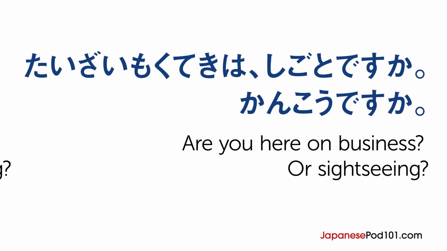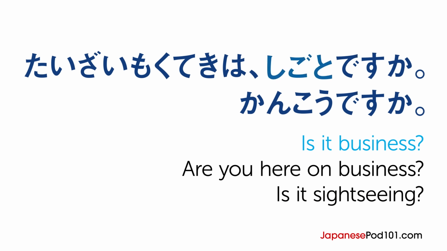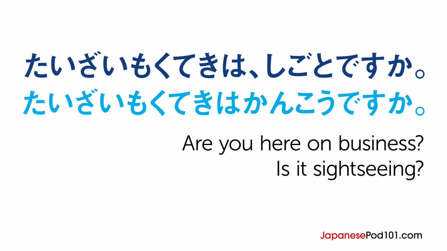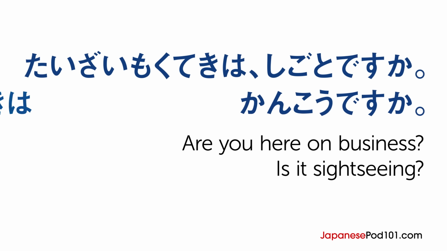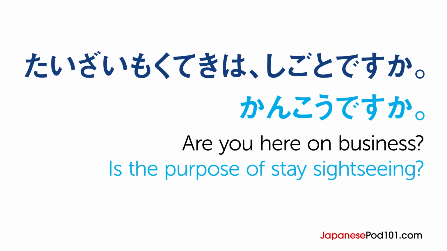After this comes another question, meaning, is it sightseeing? 観光ですか? This uses the same pattern as the expression meaning, is it business? 仕事ですか? So the full sentence would be, 滞在目的は観光ですか? But the first part, 滞在目的は is dropped here. First is a word meaning sightseeing. 観光。 In this pattern, it becomes 観光ですか? Is the purpose of stay sightseeing? Or more naturally in English, are you here for sightseeing?